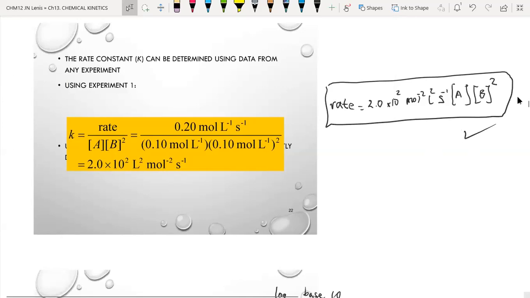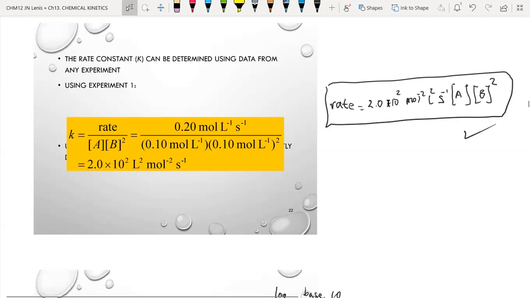Everything is there. We found the rate constant with its units. We found the order of reaction with respect to A, which is first order. We found the order of B, which is second order. And now we have a complete rate law for that reaction. So that's how you express it.